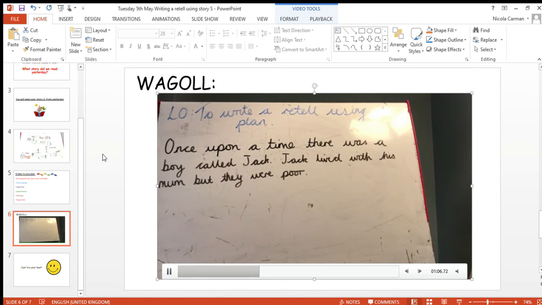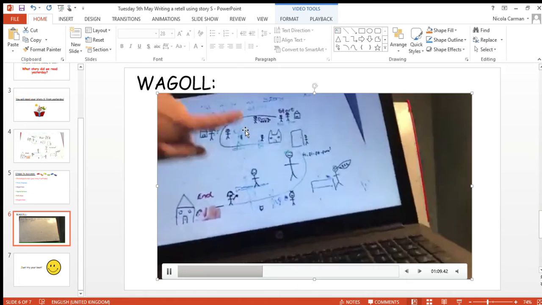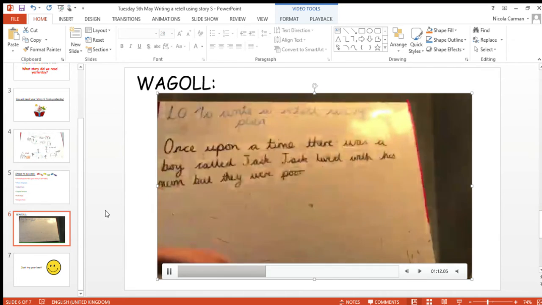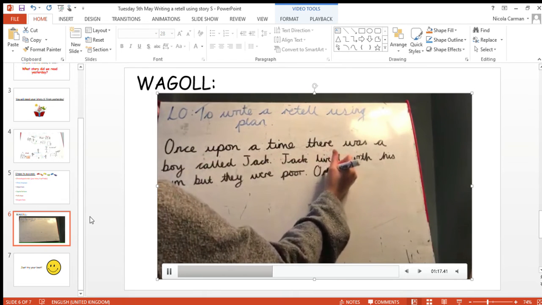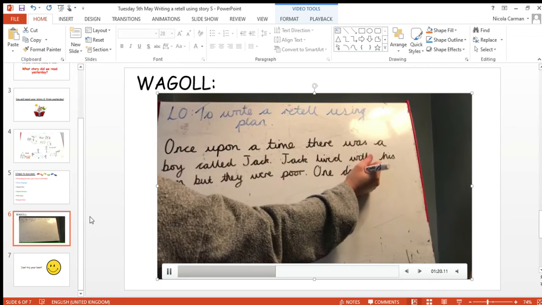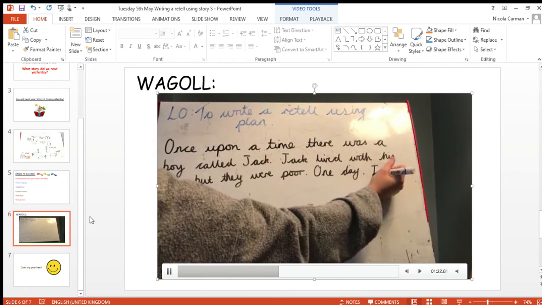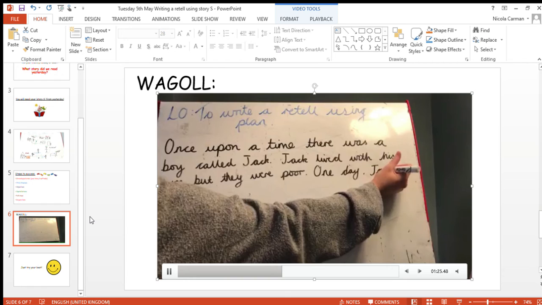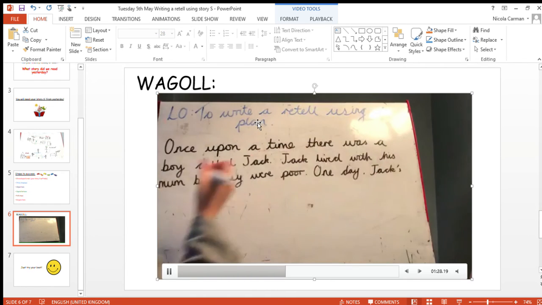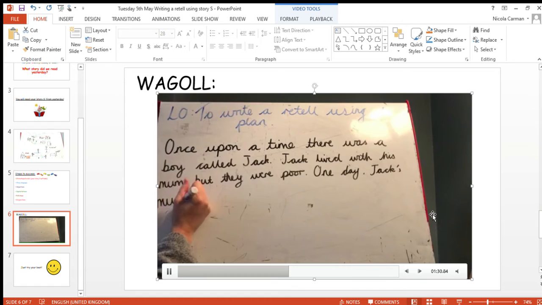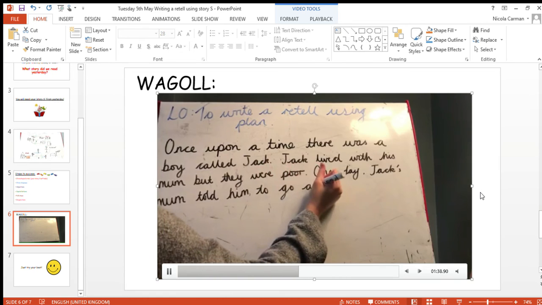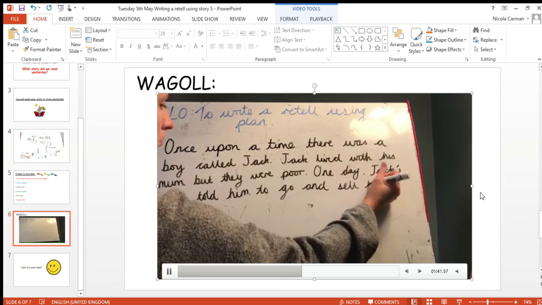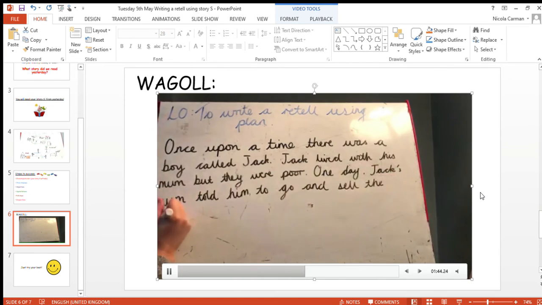Okay. So now you're going to look at your story essay again, and you're going to look at your next picture. So what happens in your next picture? In mine, Jack had to sell the cow. One day, that's that story language again. So can you see I've already used my story language twice? Once upon a time and one day. One day, Jack's mum told him to go and sell the cow.